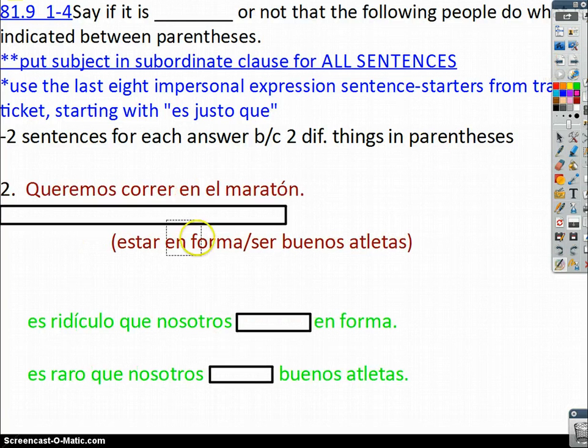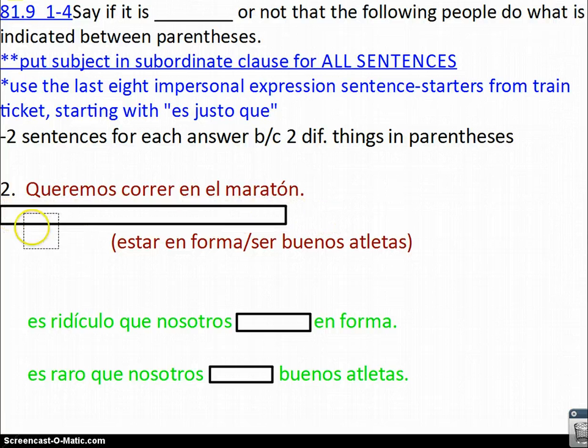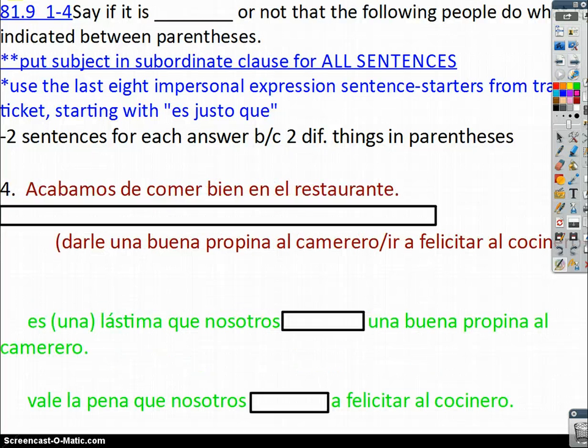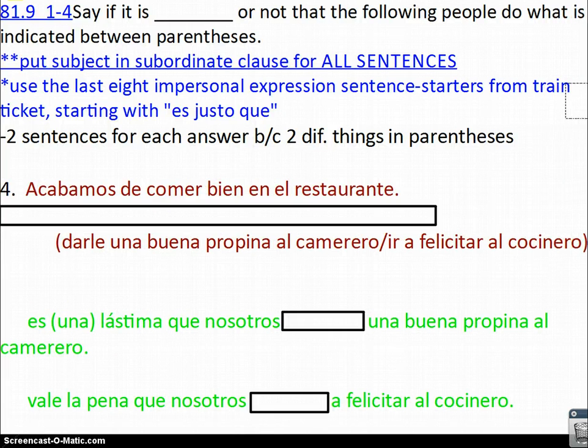Let's look at number 2. Here's my given sentence. I'm going to translate that on my paper. I'm going to look at the 2 things in parentheses. Here are my sentence starters from my train ticket. It's ridiculous that we do this, or it's strange that we do that. And if I don't think it is ridiculous or strange, I'm going to put no in front. And I'm going to, of course, put my verb in the subordinate clause in the subjunctive because I have an opinion, a subject change, and que. Number 3, here's your information. And number 4, here's your information for your sentences.